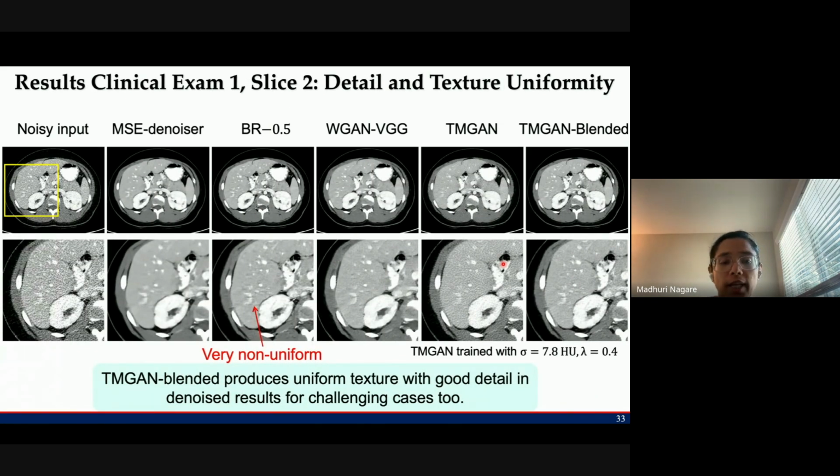This is another slice of the exam. Here you can see that this area is very non-uniform, and even for such challenging areas, TMGAN blended produces pleasing texture, and it has preserved a lot more detail compared to MSE or WGAN VGG or TMGAN.